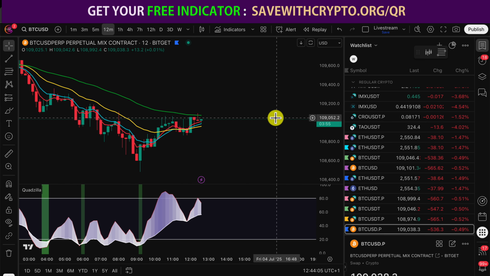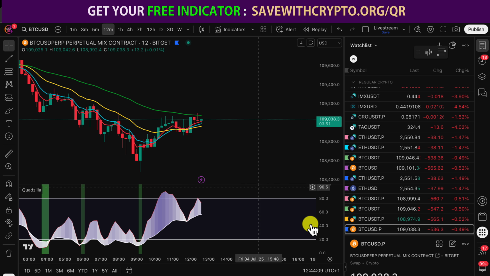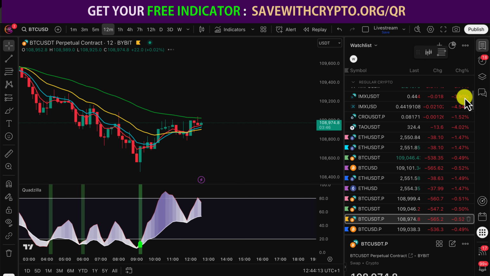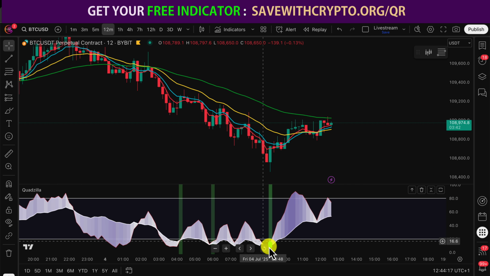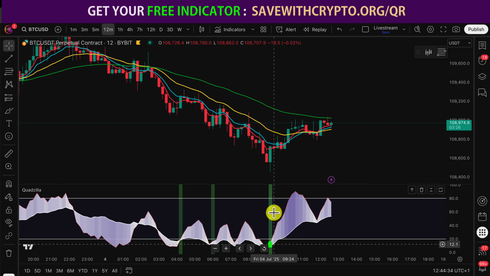Now, I kind of missed this myself because I was looking at the BitGet chart, and it does vary a little bit between exchanges. So on the ByBit chart here, you can see we did indeed get that green super up arrow, and that might have been because ByBit seemed to have this wick down here that came down to like 108,440, and that was obviously enough just to trigger the green super up arrow. But that's been beautiful since then, hasn't it?